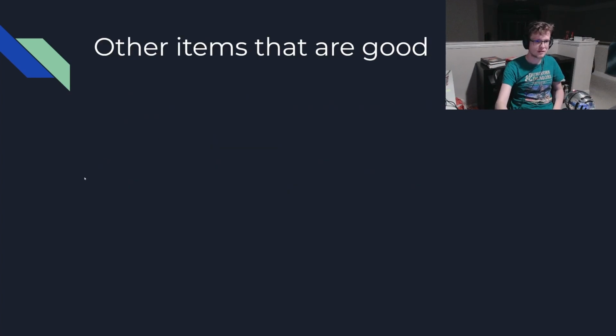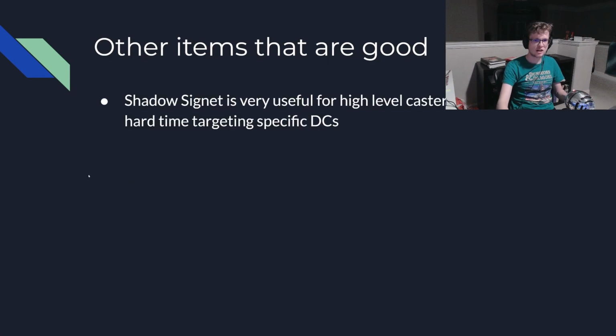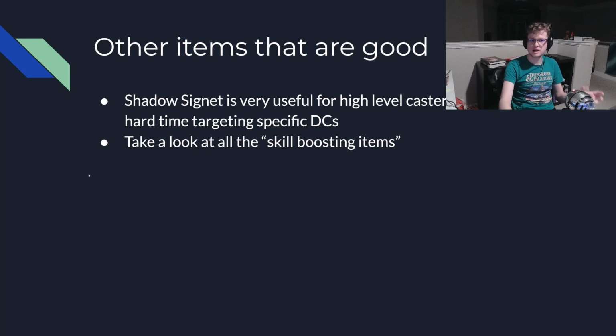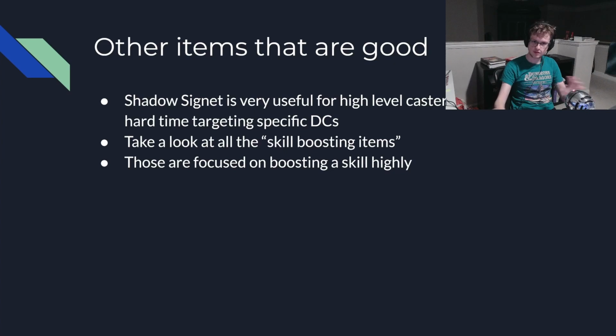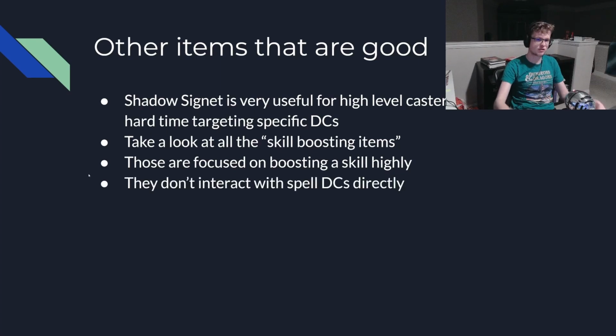Easy. Other items that are good, Shadow Signet is very useful for high level casters that have a hard time targeting specific DCs, because it lets your spell attacks then target any defensive value you want. And I'd recommend taking a look at all the skill boosting items on Archives of Nethys. They're focused on boosting a skill highly, so there are ones that boost Medicine, ones that boost Nature, ones that boost Arcana. These will not affect your spell DCs directly or spell attack rolls directly, but they will boost your utility out of combat when you're not using your spells.